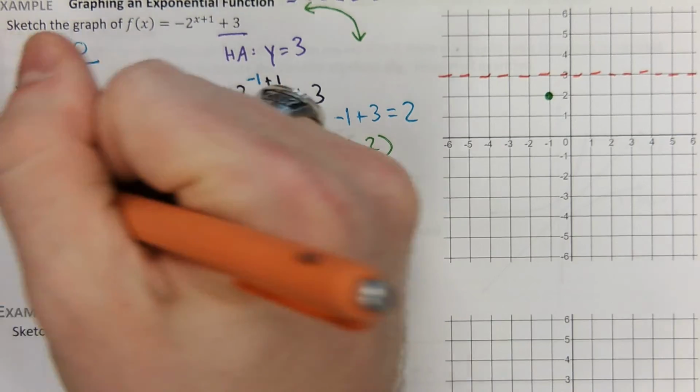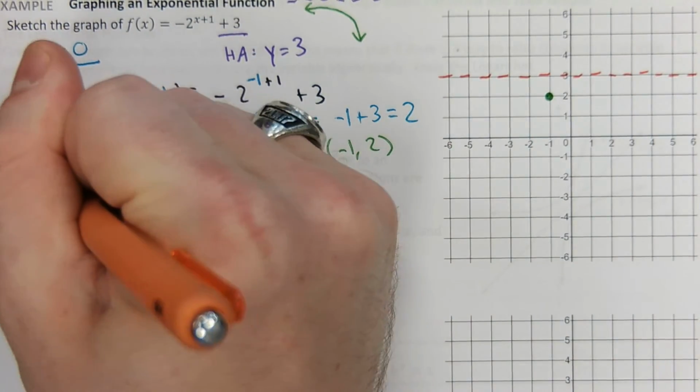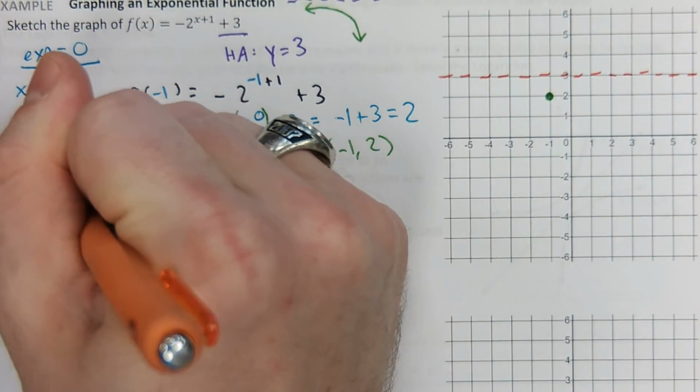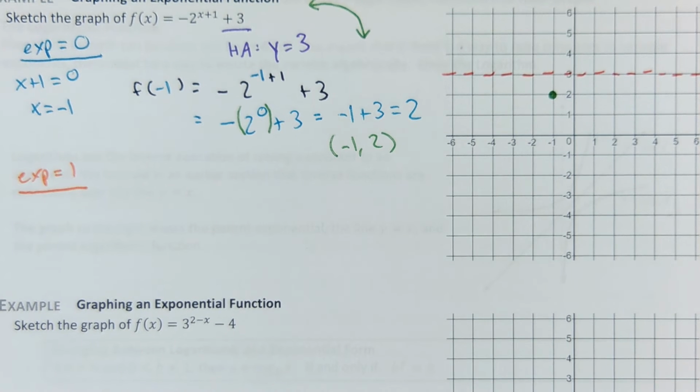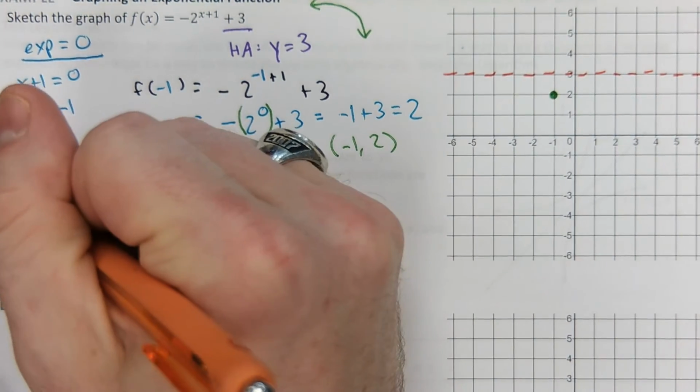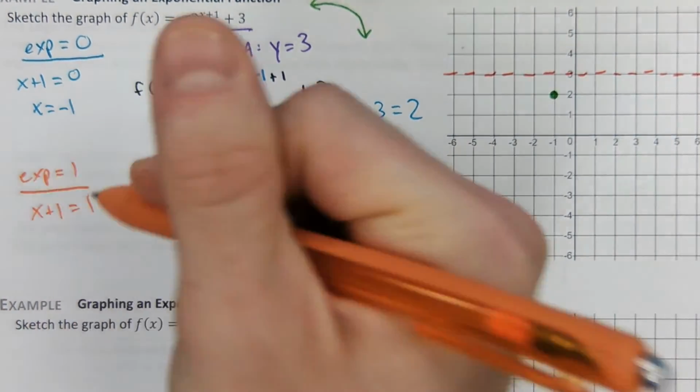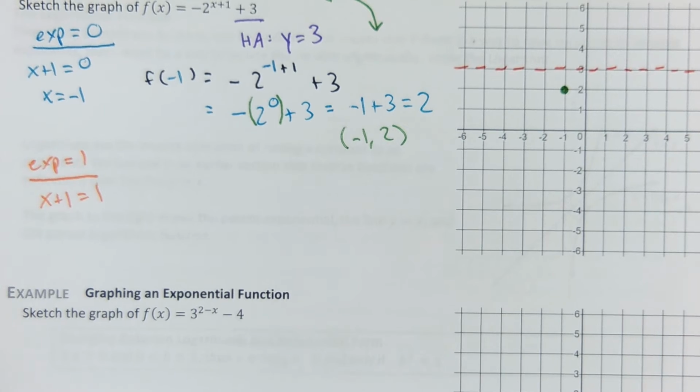The other thing we need to figure out is what makes the exponent equal 1. Again, I'm only choosing 0 and 1 because they're nice small numbers. They're going to keep me close to the horizontal asymptote. I don't have to worry about falling off the grid. So we take our exponent, set it equal to 1, and solve for x. You subtract 1 from both sides. You're going to get x equals 0.